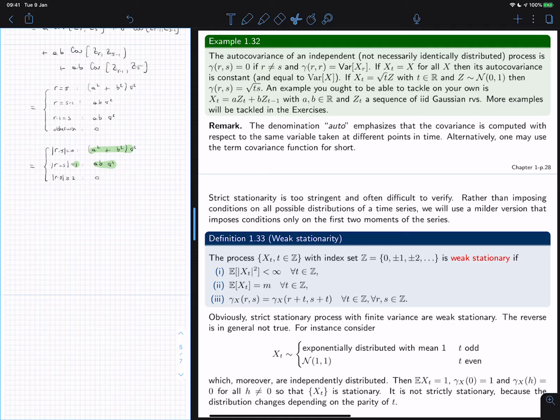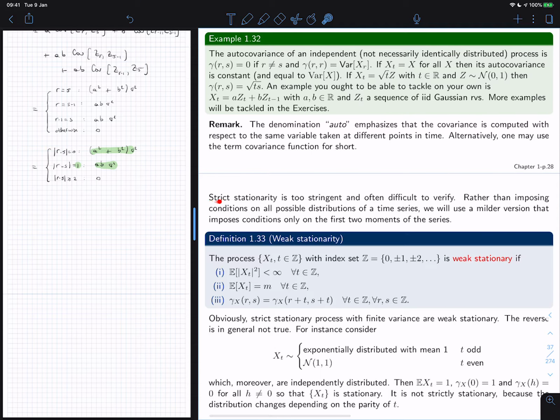Now, in general, strict stationarity is too stringent. It's too often too difficult to verify. If I give you a general process, then it's not hard to construct interesting processes which are not strictly stationary. So rather than imposing conditions on all possible distributions of a time series, we will in general use a milder version of stationarity that only imposes conditions on the first two moments. So we're only going to be speaking of the first two moments of the series.